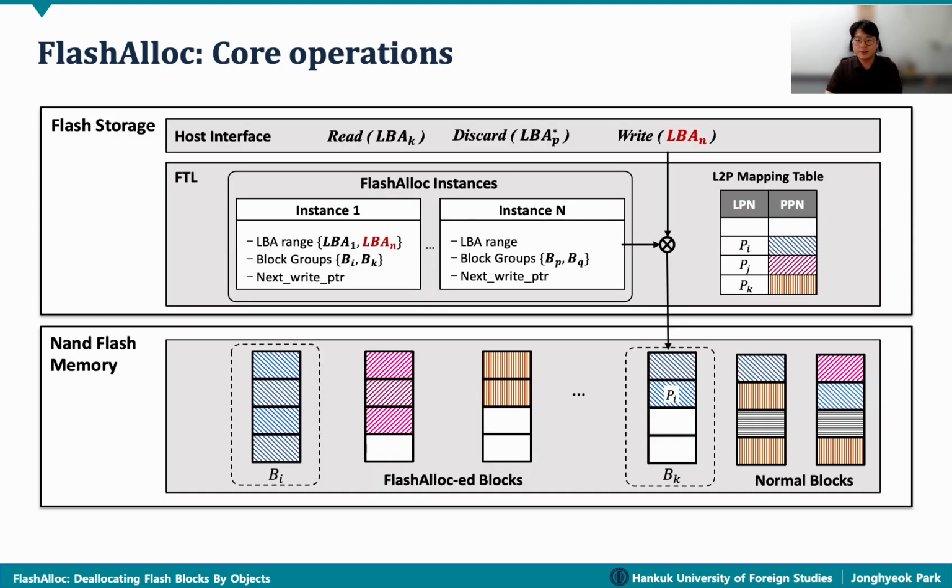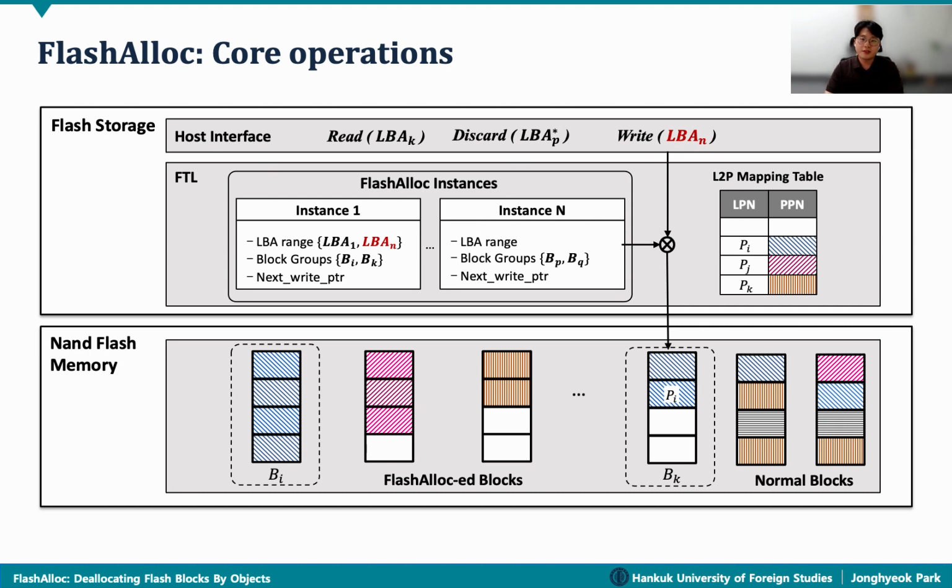Next, core operations. For a write request, it first probes the matching flash alloc instance using LBA ranges. If there is a match, the data is appended to the block allocated by the flash alloc command, as pointed to by the next write pointer. Subsequently, this pointer and the logical-to-physical mapping tables are updated. If there is no match, then the operation proceeds just like in a conventional SSD. The data is stored into the normal block.